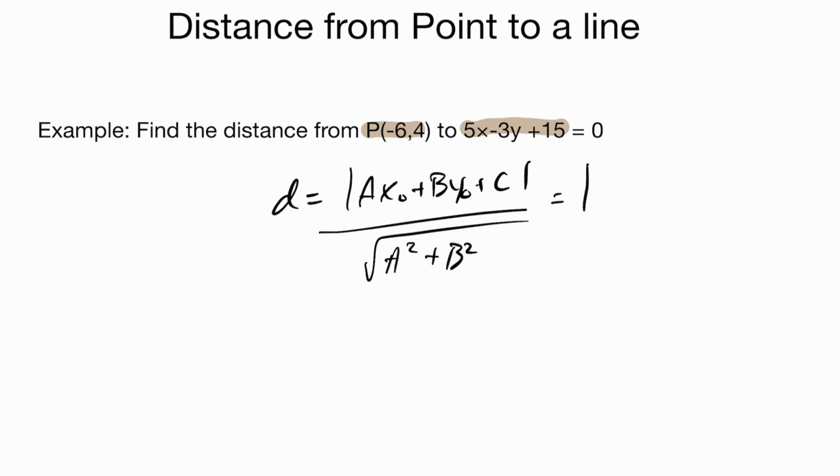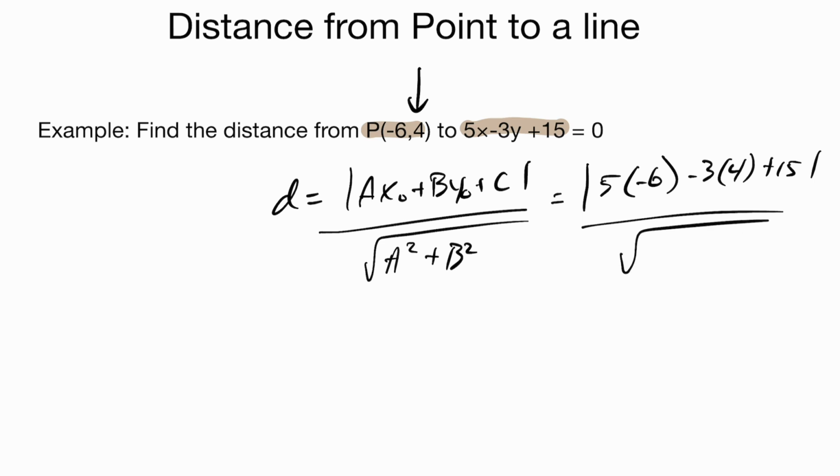So in this case here, my a value is 5. My x naught value is the x coordinate given to me, so -6. My b value is -3. The y coordinate of my given point is 4. And my c value is 15. All over the square root of 5 squared plus -3 squared.